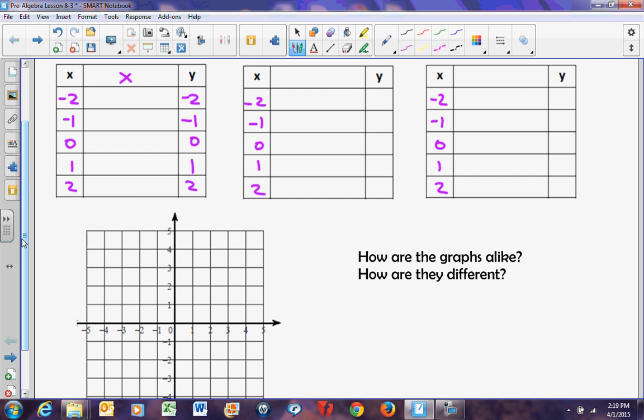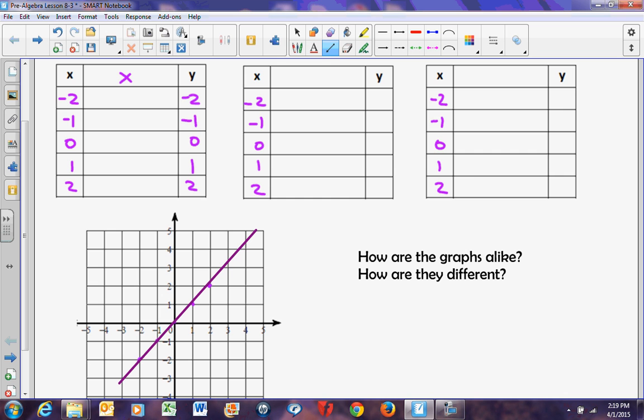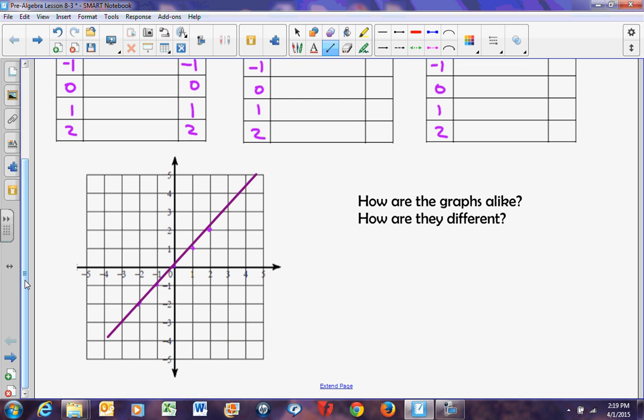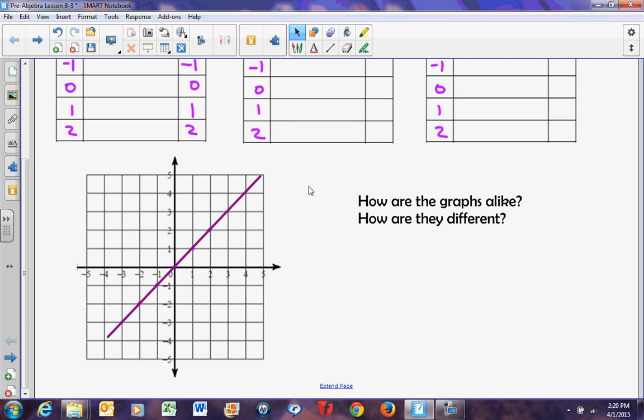So negative 2, negative 2. Negative 1, negative 1, 0, 0, 1, 1, 2, 2. And I'm going to graph this. So if I draw this line, it's kind of purplish. Let's see, this line a little straighter here. There we go. So that's the equation of y equals x.